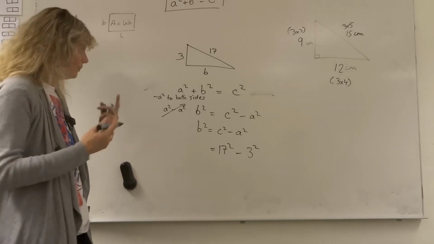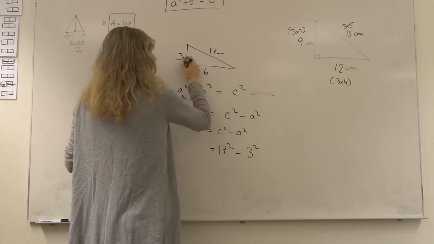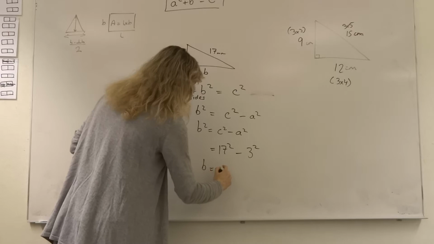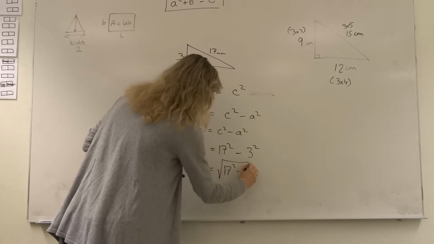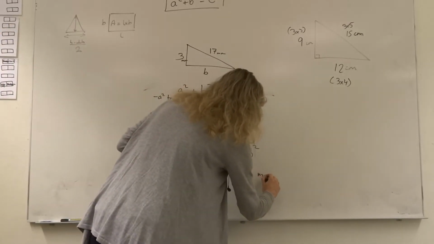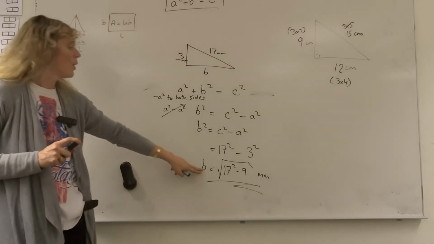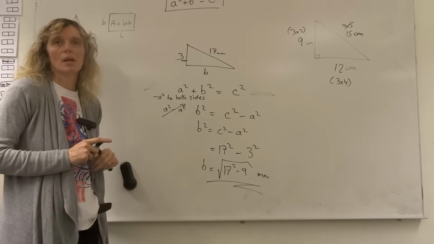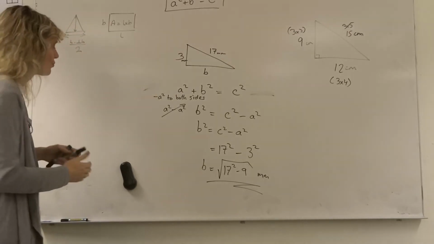Don't forget though, I haven't given any units here. B will be the square root of 17 squared minus 9 millimeters. Don't forget to put your units on when it comes to quoting back what B was measured in. Okay? So this is Pythagoras' rule.